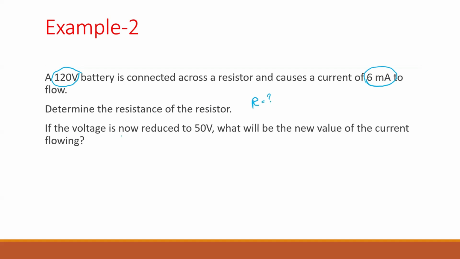And then if the voltage is now reduced to 50 volts, what will be the new value of the current flowing? So you now have the same resistance here and you need to find the current. Can I give you a few minutes to try this one?